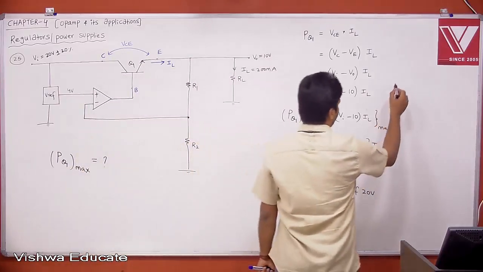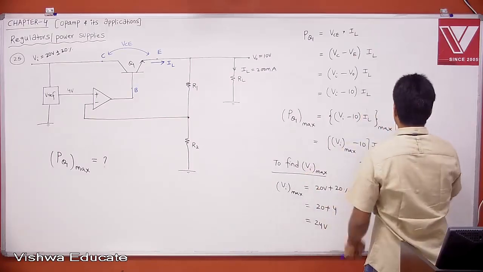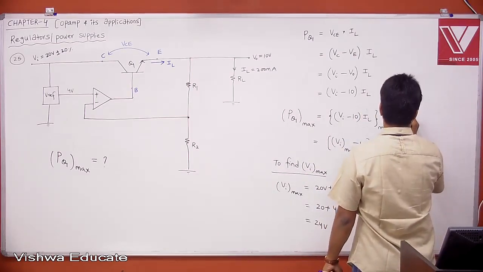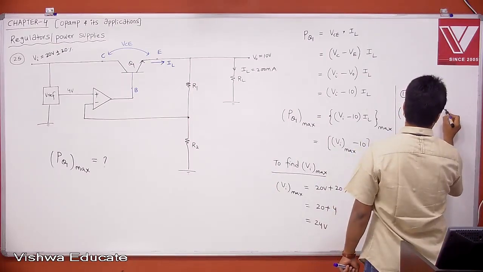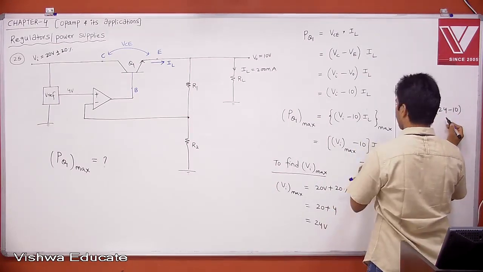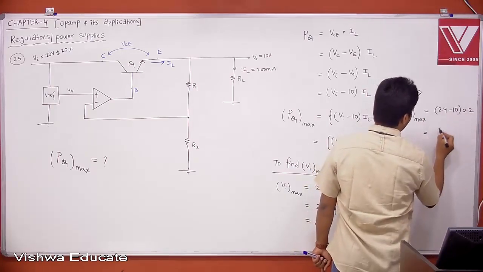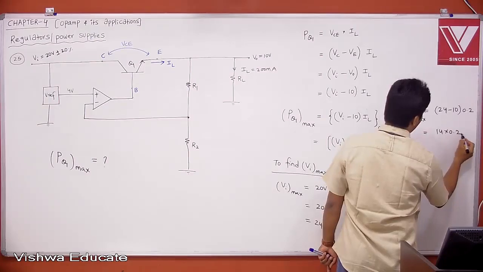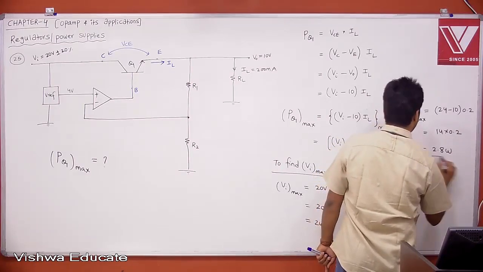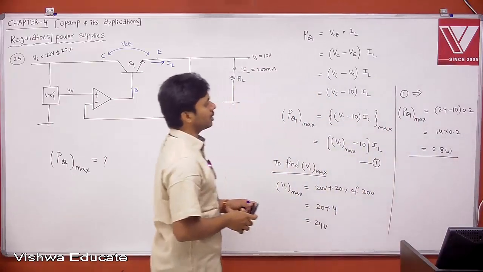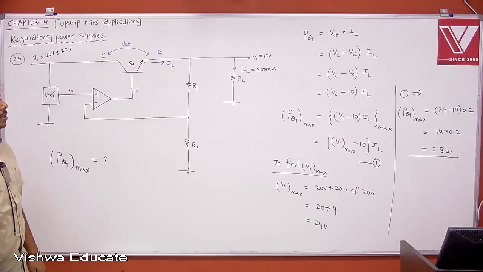Then equation 1 implies, tell me what is PQ1 max? PQ1 max is equal to VI max, which is 24, 24 minus 10 into IL. 200 milliampere, which is 0.2 ampere. Therefore, 24 minus 10, 14 into 0.2 ampere, which is nothing but 2.8 watt. This is your answer. The maximum power dissipation across the transistor is 2.8 watt.